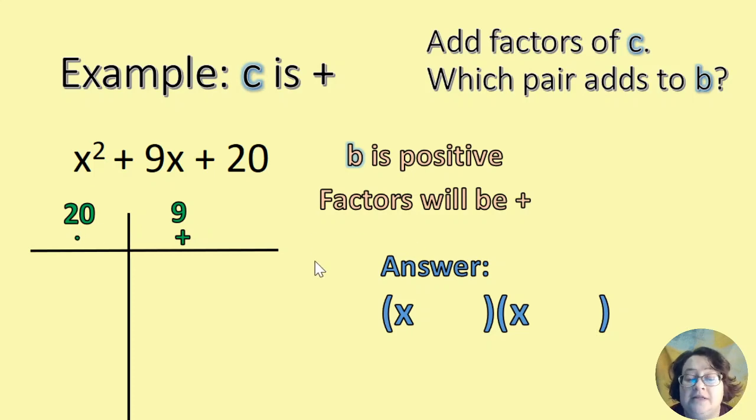So then I'm going to write out my factors of 20. I know they're both positive, so I don't need to look at negative numbers. I know that 1 times 20 is 20. And if I add those together, I get 21. That's not b. I keep going.